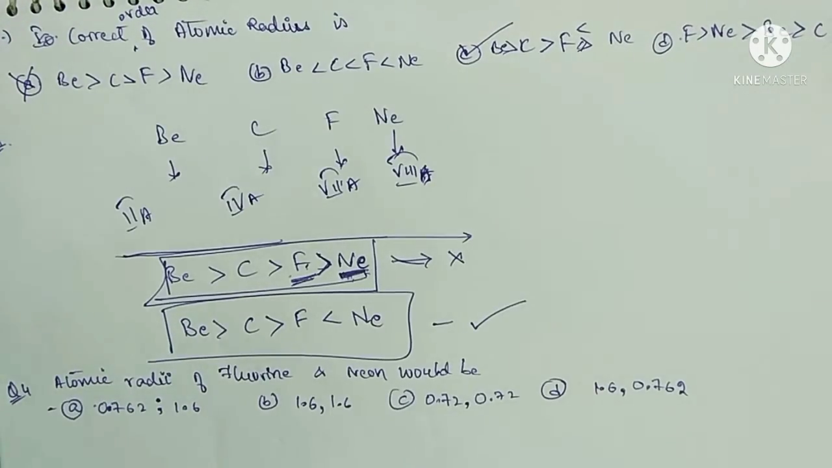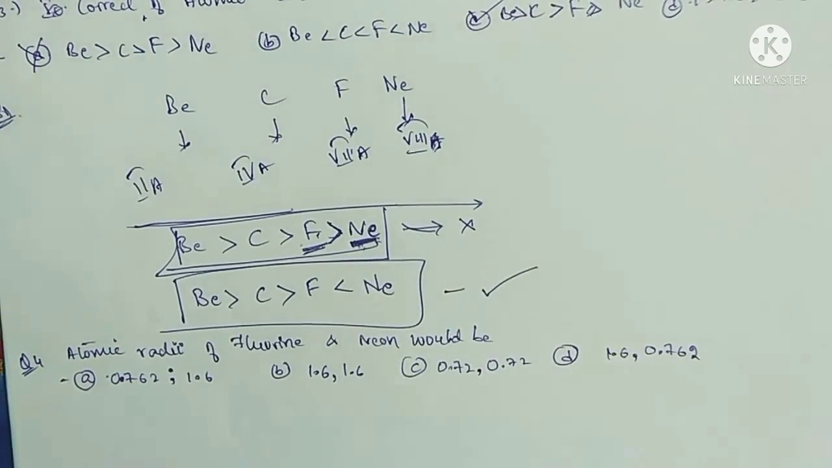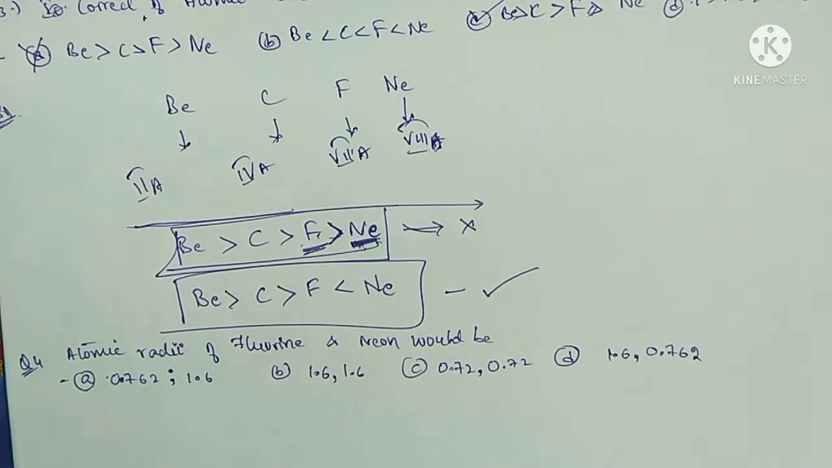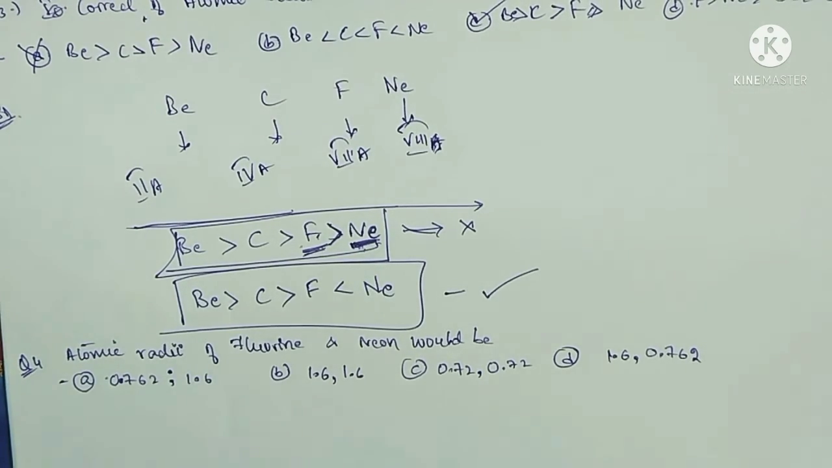And here is our fourth question. Atomic radii of fluorine and neon would be: the first option is 0.762 and 1.6 respectively. Second option is 1.6 and 1.6 respectively. Third option is 0.72 and 0.72 respectively. And fourth option is 1.6 and 0.762 respectively.